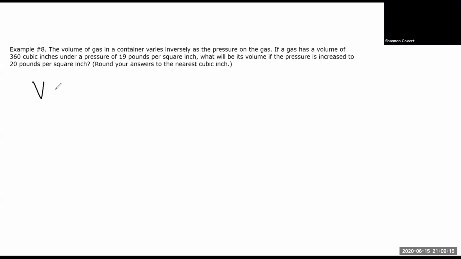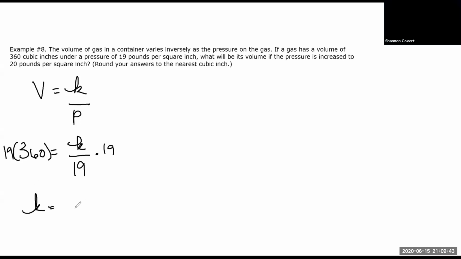Volume, I'm going to call that V, of gas in a container varies inversely as the pressure. V equals K over P. A gas has a volume of 360 cubic inches, so 360 equals K over 19, the pressure being 19 pounds per square inch. Multiply both sides by 19. K is equal to 6,480. Volume equals 6,480 divided by pressure.